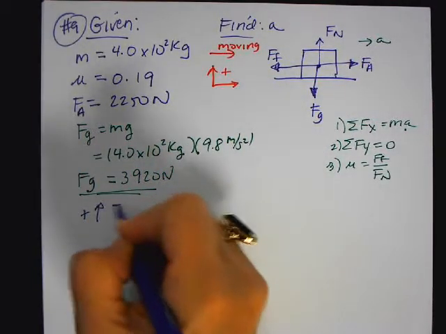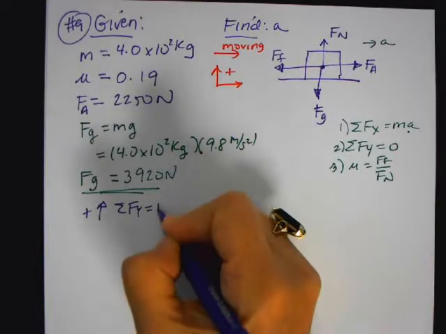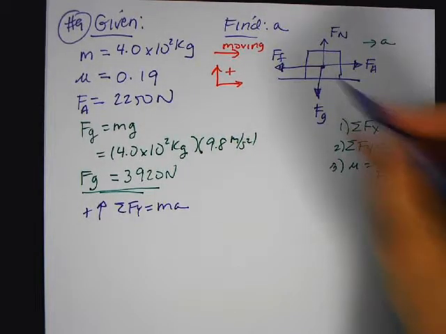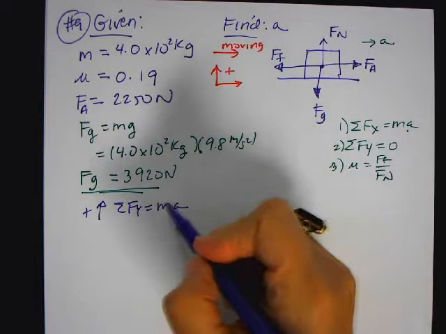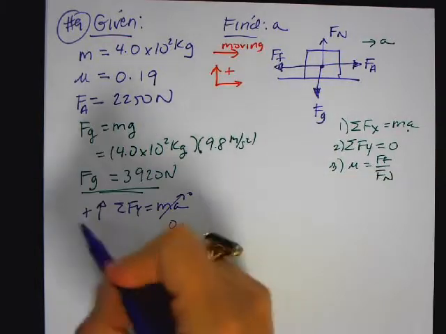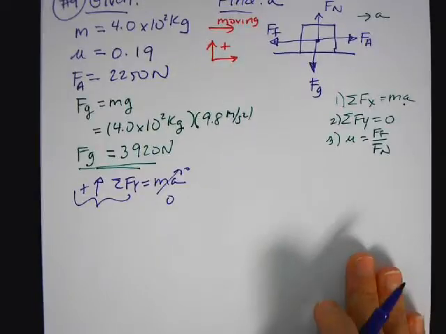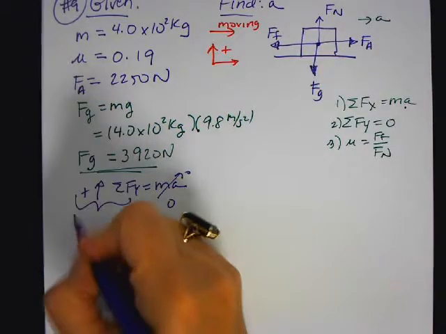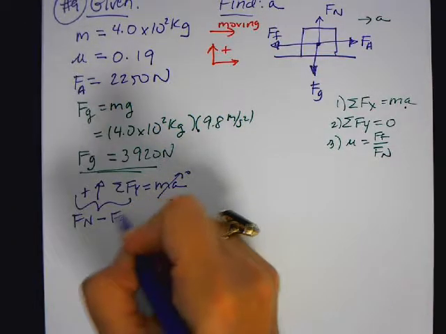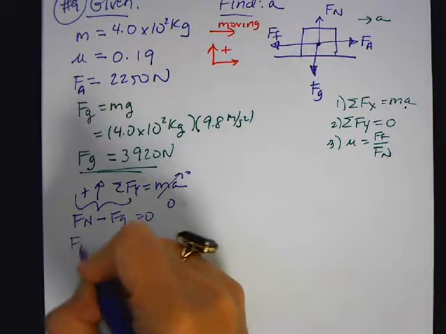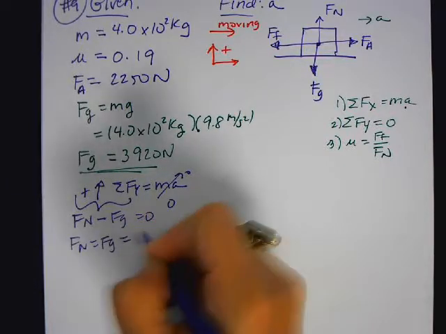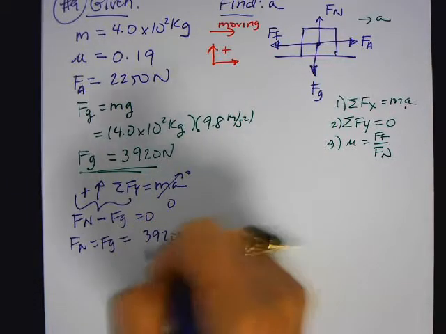So summation of F of y is equal to ma. Is this block accelerating vertically? No, it's not even moving that way. So this is 0. And now underneath, I'm going to look and say, well, what do I have? I have Fn, which is positive, minus Fg, which is negative, and that's equal to 0. So Fn is equal to Fg, which is 3920.